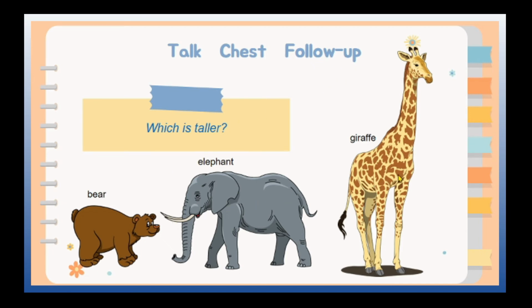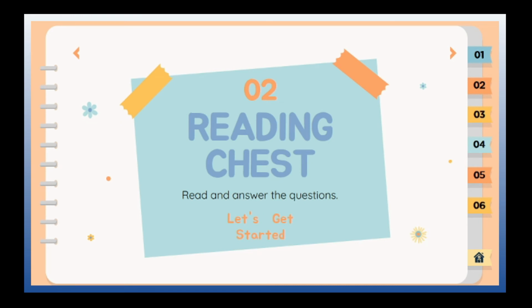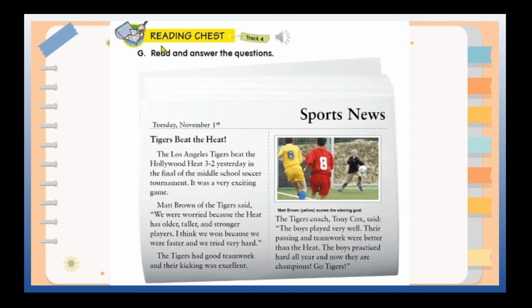Now we are here on Talk Chest Follow Up. Take a look at the 3 animals. Now which is taller? Is it the bear, the elephant, or the giraffe? Now using the sentence pattern, you can create a sentence pattern using the 3 animals. Alright, now let's go to reading chest. We are going to read and answer the questions. Here on reading chest, let's listen to the audio.